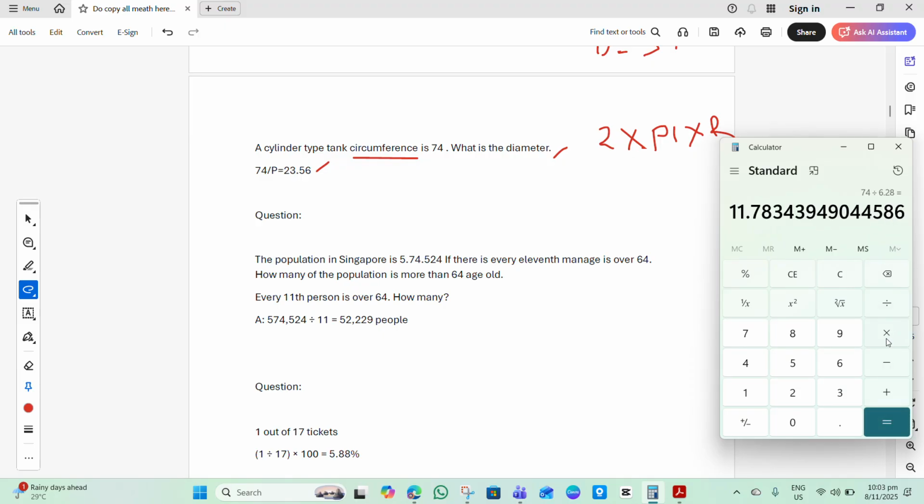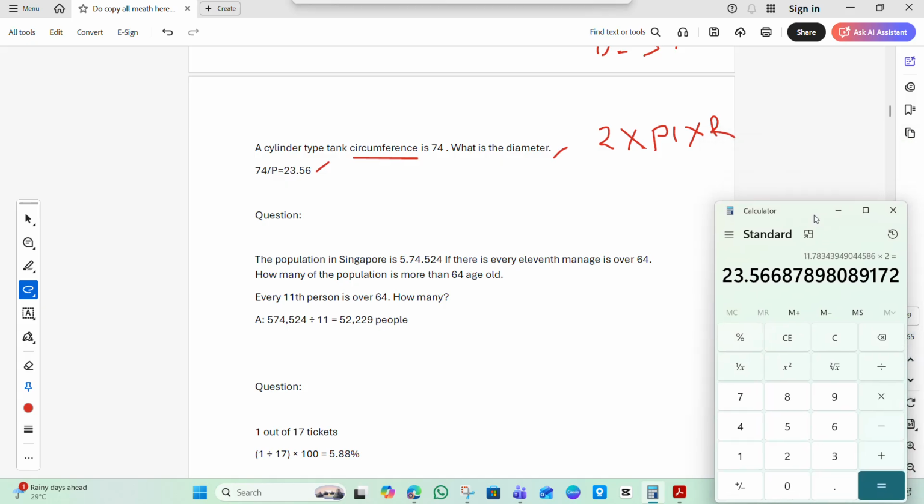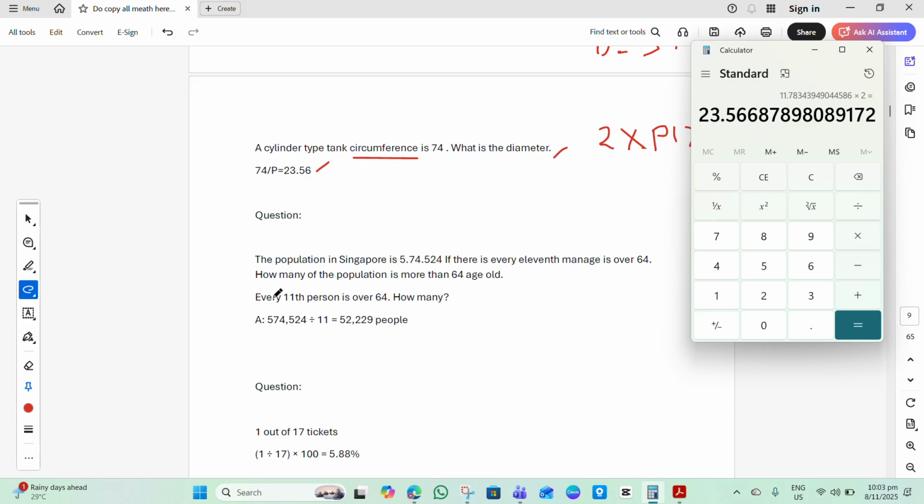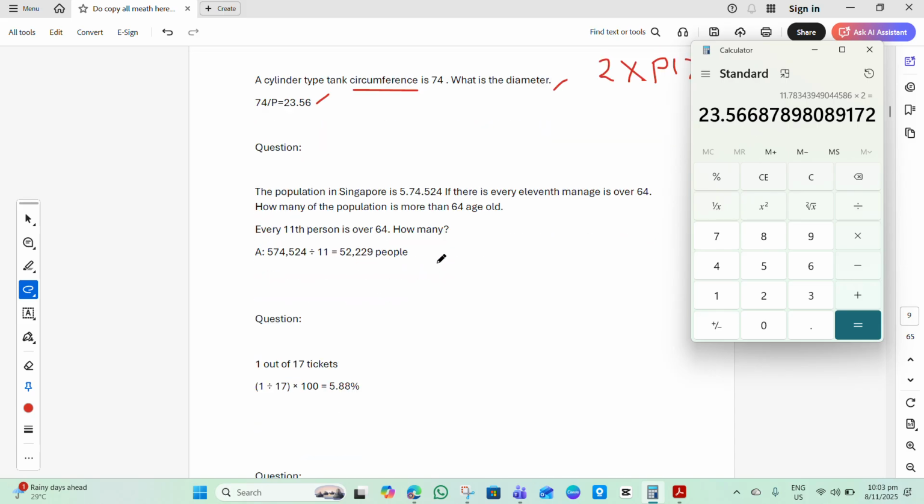Okay, so we then multiply by 2, because the diameter formula is 2r equals diameter. We already found r, so to get the diameter we need 2r, which is 23.56. Yes, multiply by 2. I forgot that, thank you for reminding me.